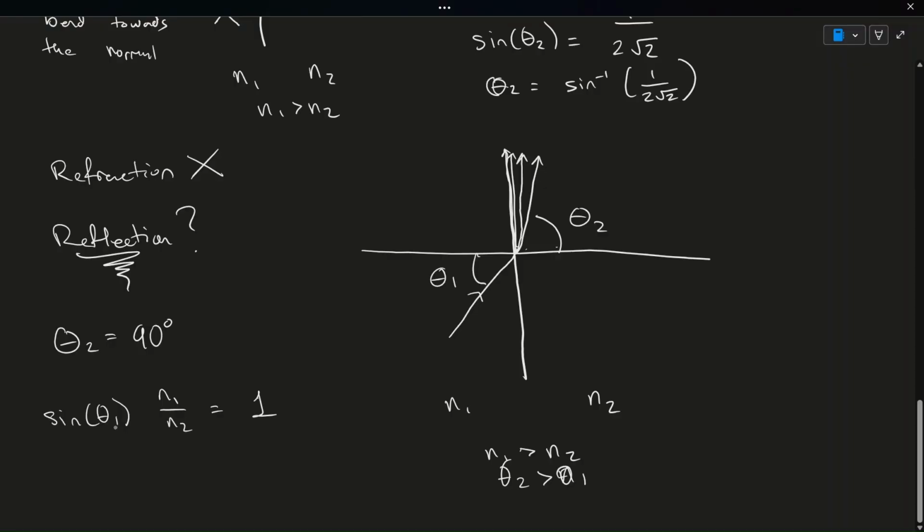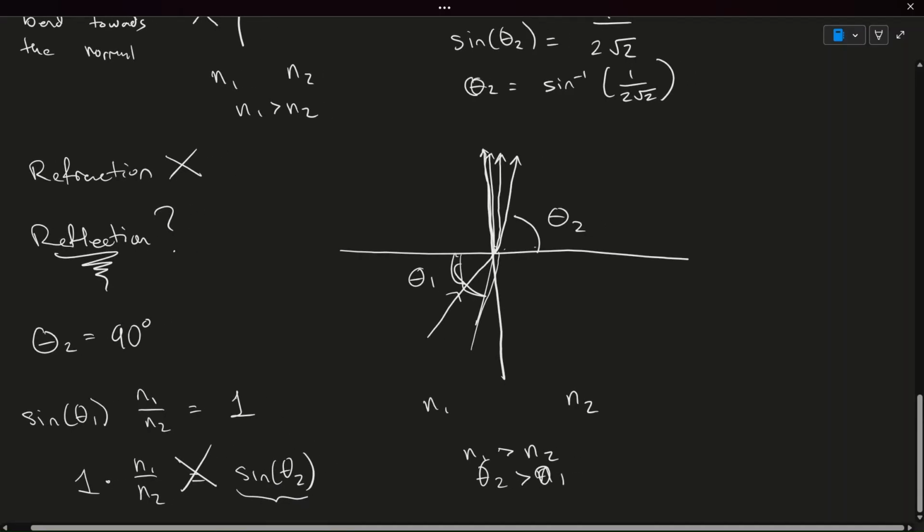Based on the equation, we have some angle for this, but technically theta 1 is not at 90 degrees. Theta 1 is a bit less, so maybe theta 1 is here. But what happens if we keep pushing it? Then this equation no longer holds. For example, let's say theta 1 is at 90 degrees. Then we have 1 times n1 over n2 equals sine of theta 2, right? But sine of theta 2 can never be more than 1, and we know this is more than 1. So this equation doesn't hold. Something is happening. We're having some form of contradiction, and that's not good.